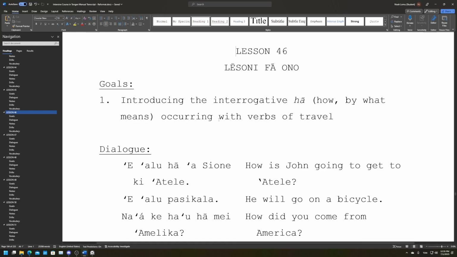Here it says introducing ha. Of course, we've already seen ha as in koi ha, but we'll see it as how or by what means. That will be occurring with verbs of travel, so this will be kind of a new thing.